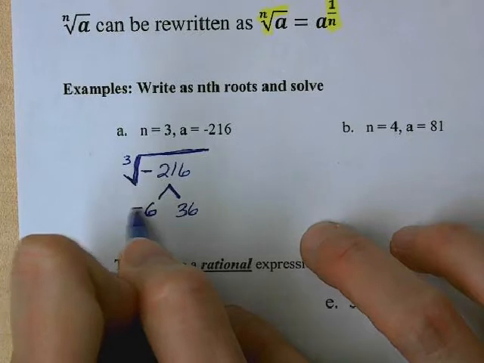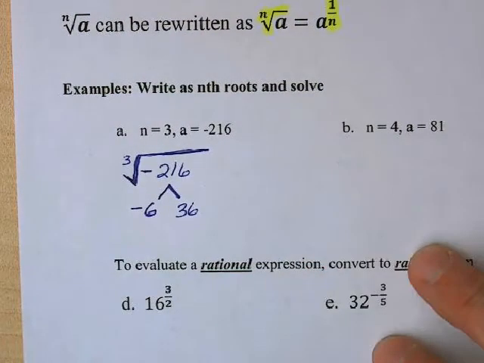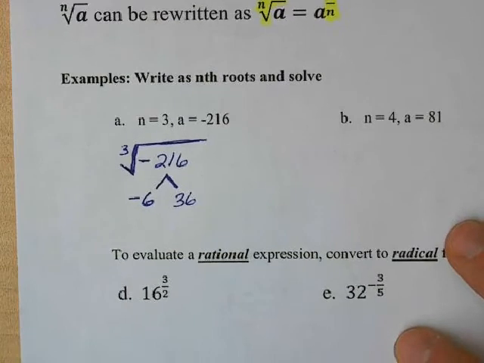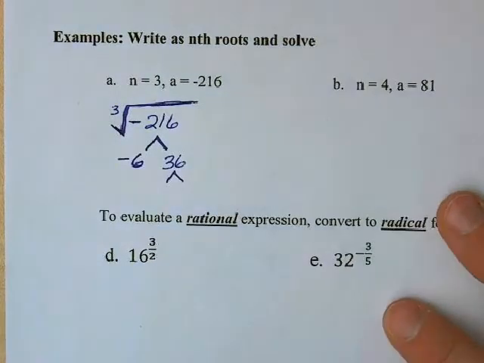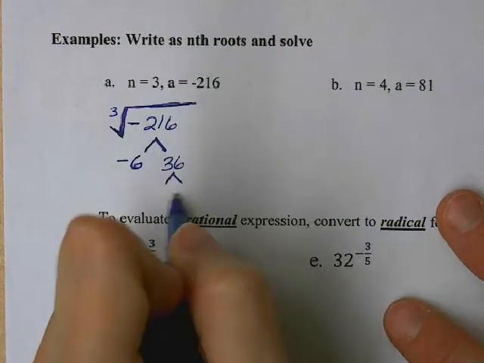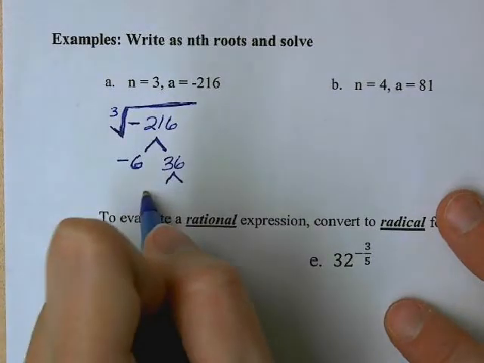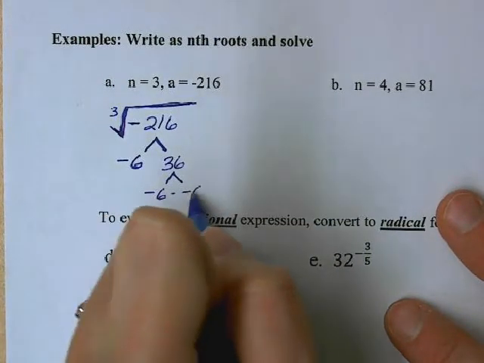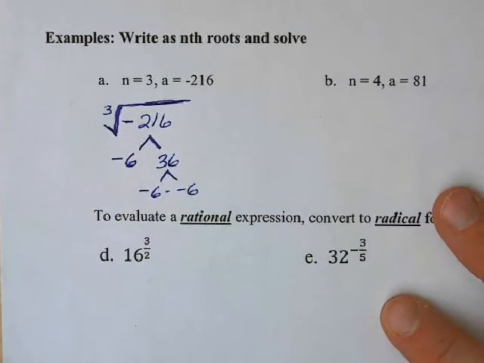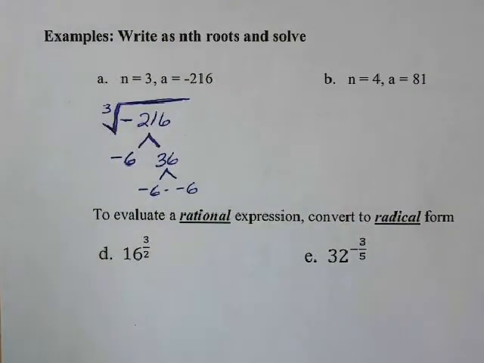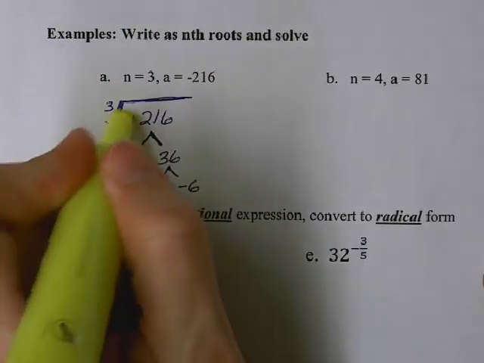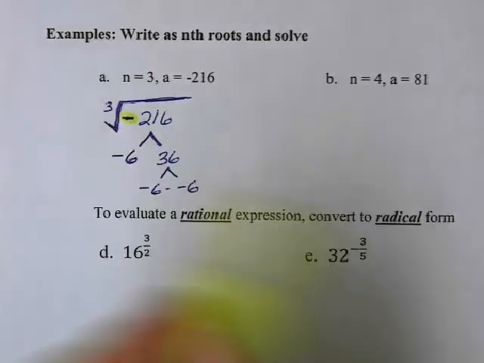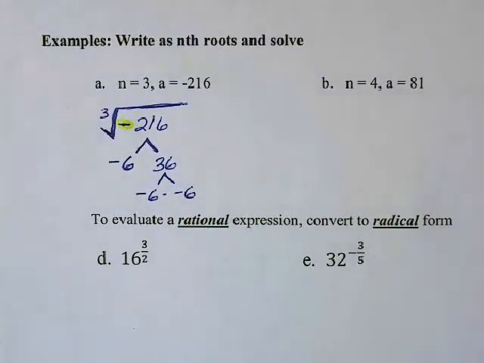So could it be like negative 6 times 36? Would that be okay? What times what makes 36? 6 times 6? Could it even be negative 6 times negative 6? Could that make a positive 36? Yeah, because they're looking for 3 of the same thing that makes negative 216. So you can see then negative 6 times negative 6 times negative 6 could make negative 216.